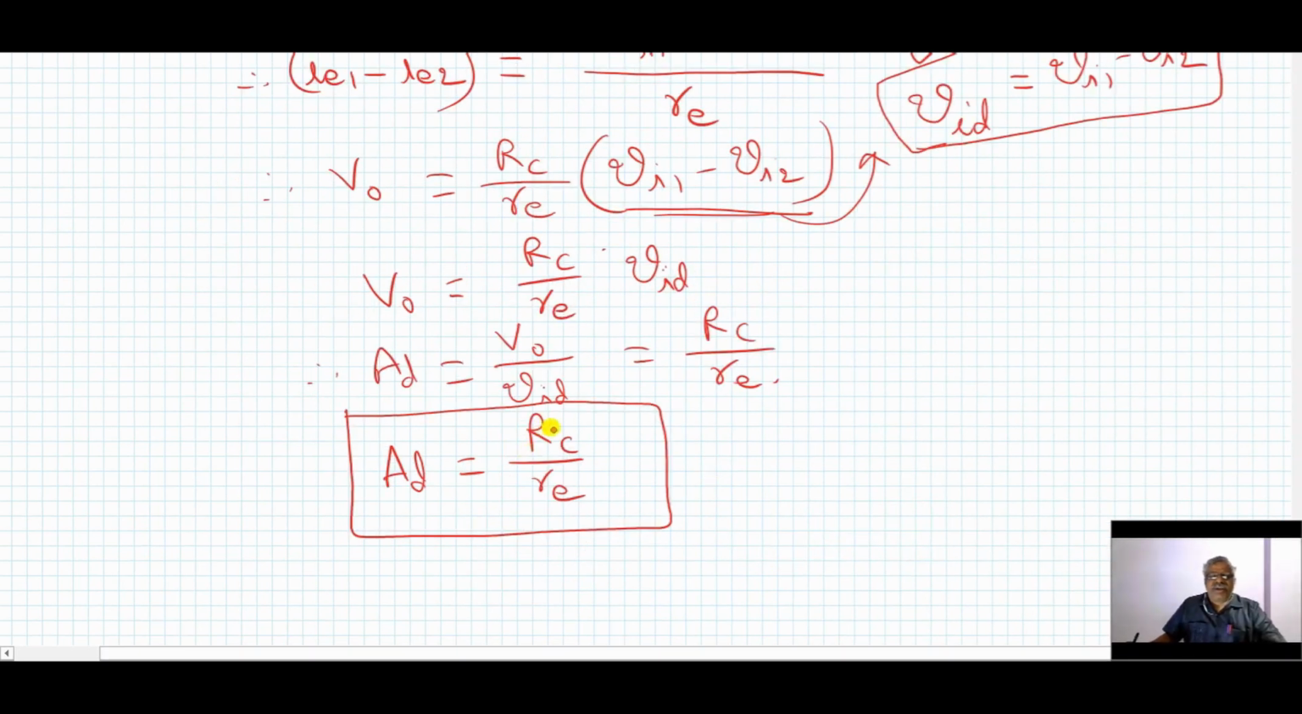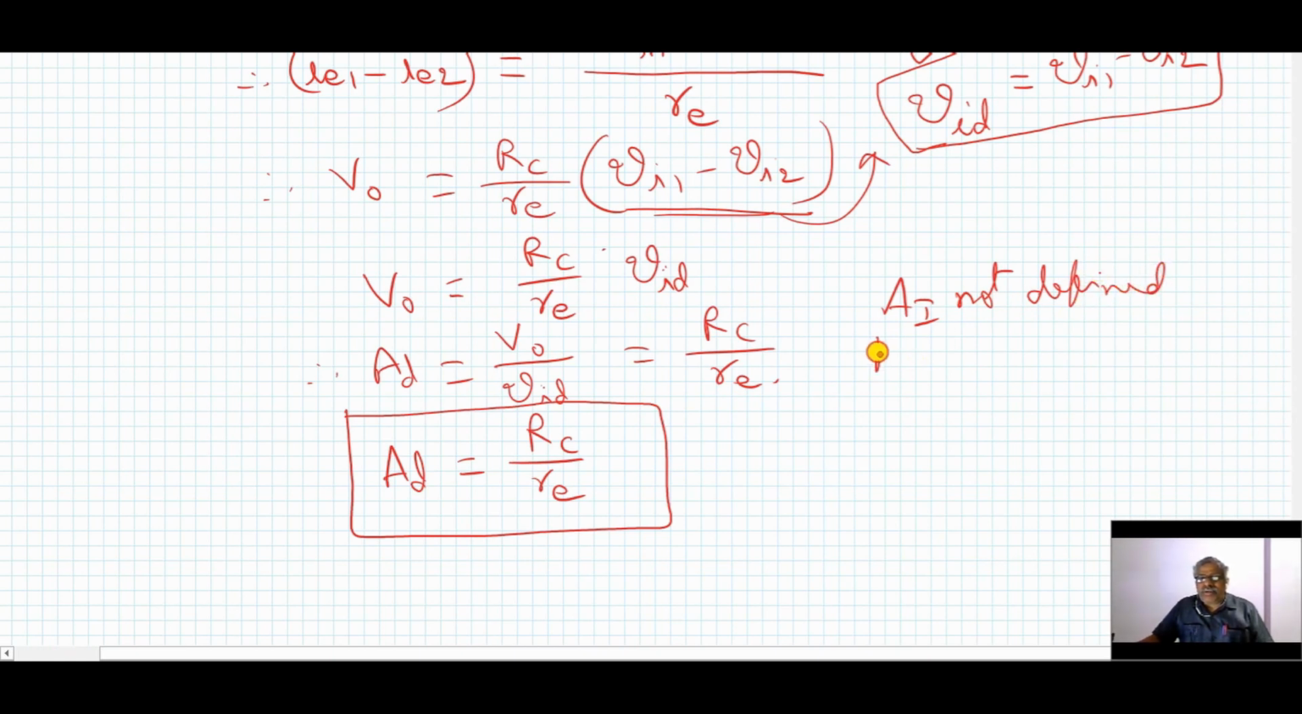Is it voltage gain or current gain? It is only voltage gain. Remember one point, for differential amplifiers, current gain is not defined. Remember, so don't calculate current gain for differential amplifiers.